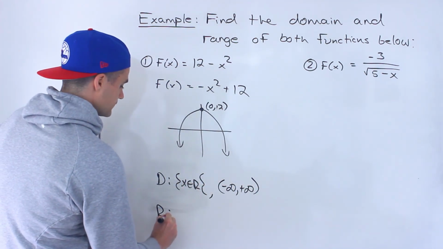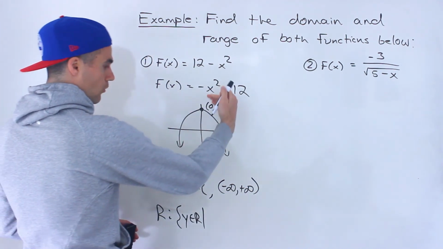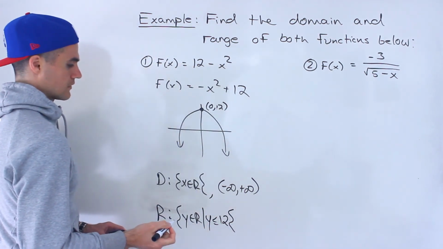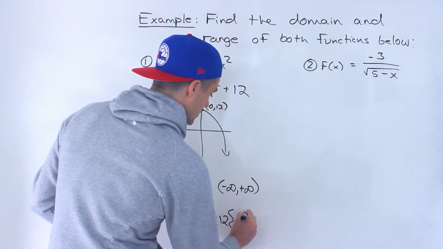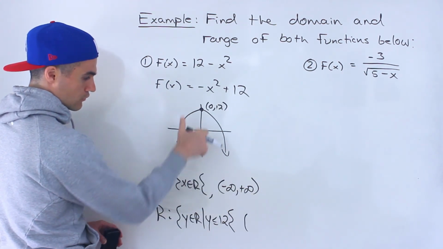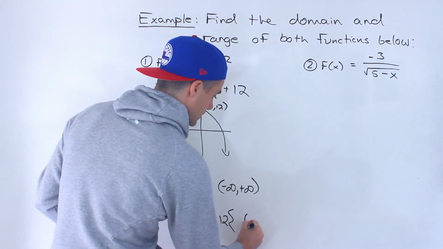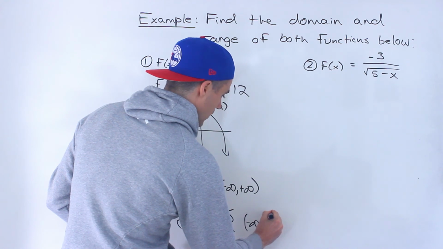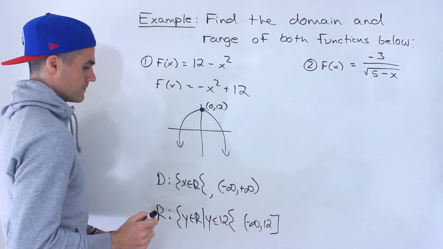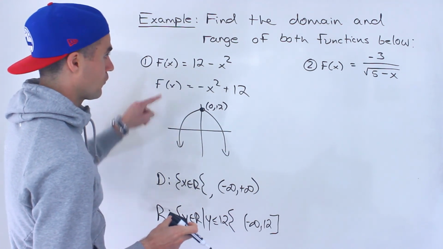Now the range, though. Y can be anything, however, notice that all the y values have to be less than or equal to 12. In interval notation, the y values can be anything from negative infinity, because this keeps going down forever, to 12. So from negative infinity to 12, inclusive of the 12, so we put a square bracket there. All right, so two different ways to express the domain and range for this function.